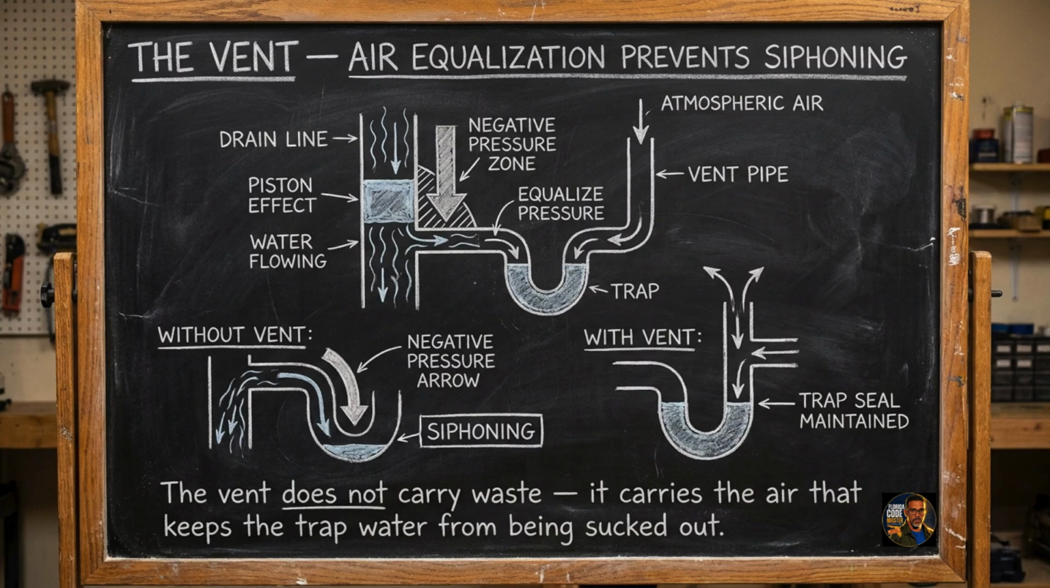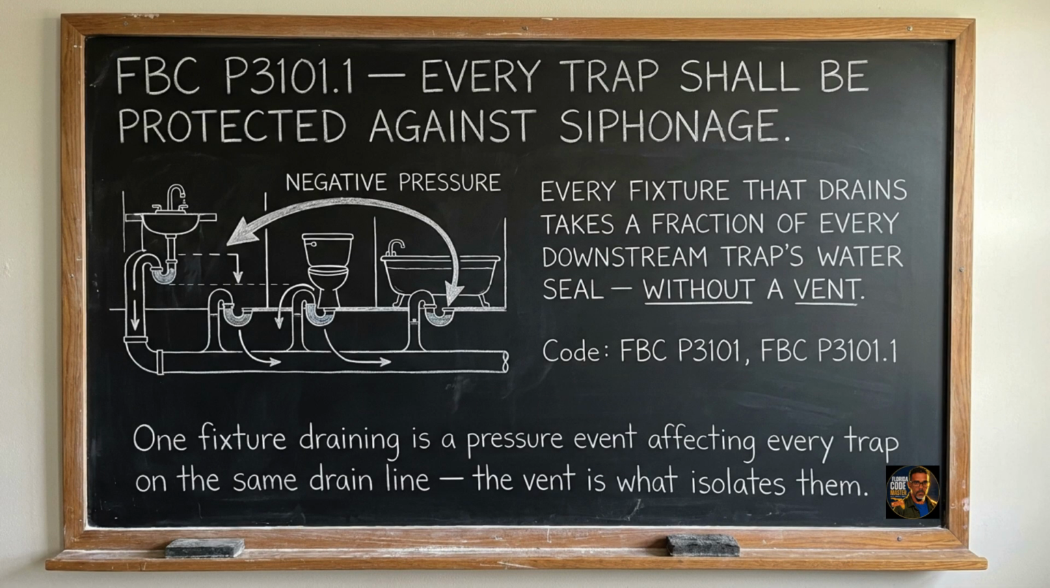When water drains through a pipe, it acts like a piston. Moving water displaces air ahead of it and creates a zone of lower pressure behind it. That negative pressure pulls against the water sitting in every trap connected to the drain line. Without a vent introducing atmospheric air into the system, the negative pressure wins. It sucks the water out of the trap, slowly, silently, without any visible indication. The seal is gone. Sewer gas enters the home. This is siphoning.